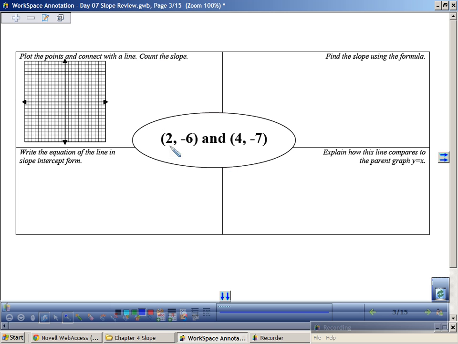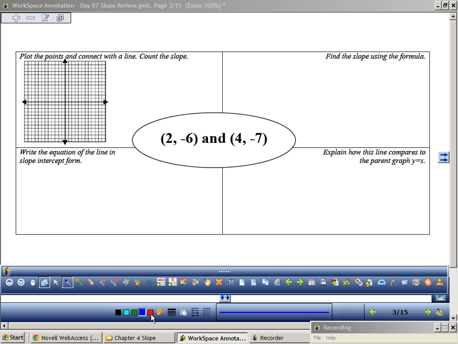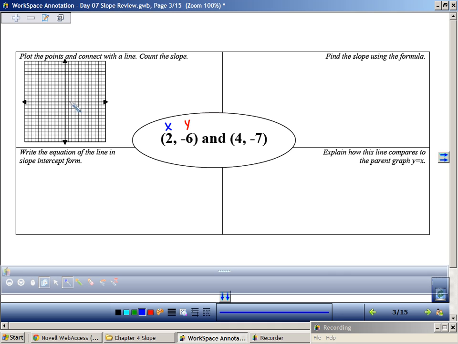Count the slope. So if I were to plot (2, -6), my x is 2 and my y is -6. I would start at my origin and go to the right 2, 1, 2, and then I would shift down, or translate down, 6: 1, 2, 3, 4, 5, 6. Looks like it's right there. Let me just double check. 1, 2, 3, 4, 5, 6.